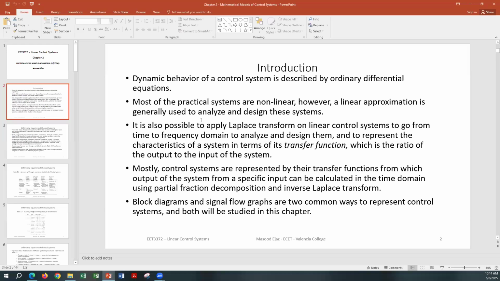So in time domain, all the control systems are written down with a differential equation. And that's why most of the time we are not really solving those control systems in time domain. Although, again, we need to understand how to write down the characteristic equation of the systems in time domain. But solving differential equations, especially higher order differential equations, is very complicated.